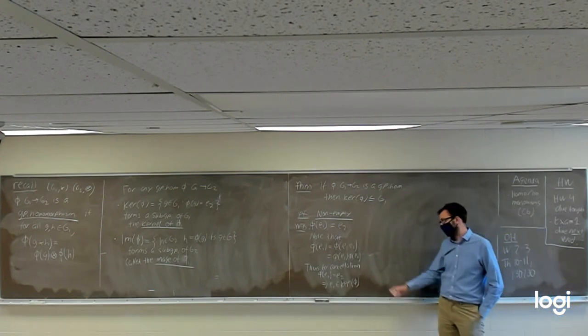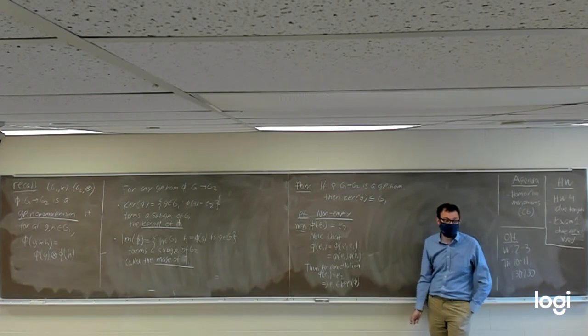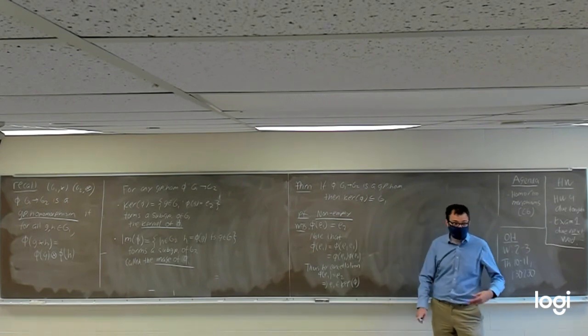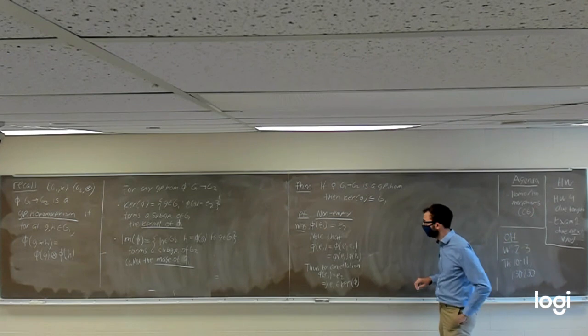Because we get phi of E1 times phi of E1 is equal to phi of E1. Cancel out a phi of E1 on both sides. Phi of E1 has to be the identity element of the second group. And so the identity element in the first group is always going to be an element of the kernel. So the kernel is always going to be non-empty, in other words, which is something that's necessary for a subgroup.